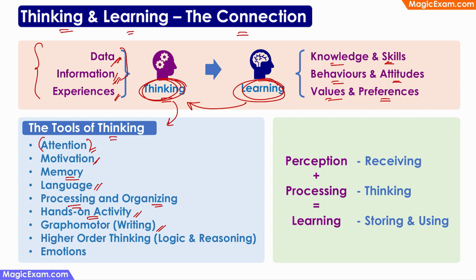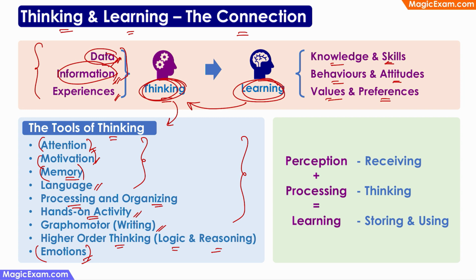In some cases, you have to use some higher order thinking. That is, to convert this data into information and convert the information into learning, you have to use logic and reasoning. So these are also tools of thinking. And finally, emotions. If you are sitting in class, you are trying to pay attention, you have some sort of motivation and your memory is good, but you are feeling very sad and you are emotionally not ready to learn that day. So then you will not be able to learn anything. Therefore, emotions are also very, very important because they can control all the other factors and all the other tools. So these are the different tools of thinking.